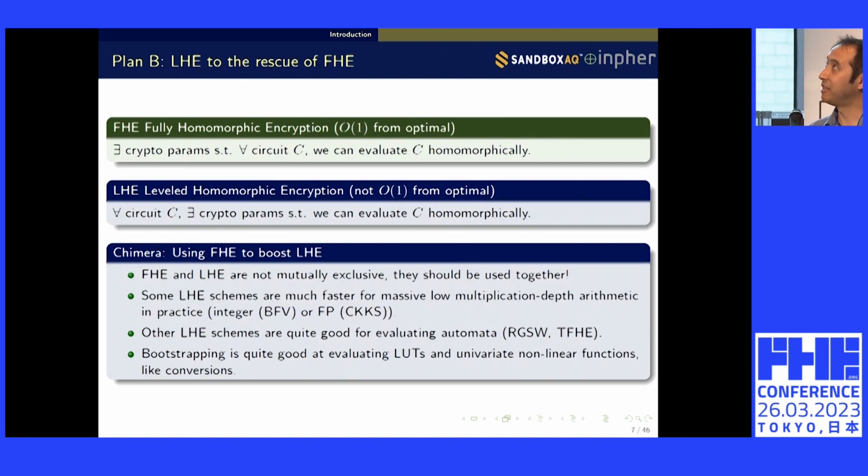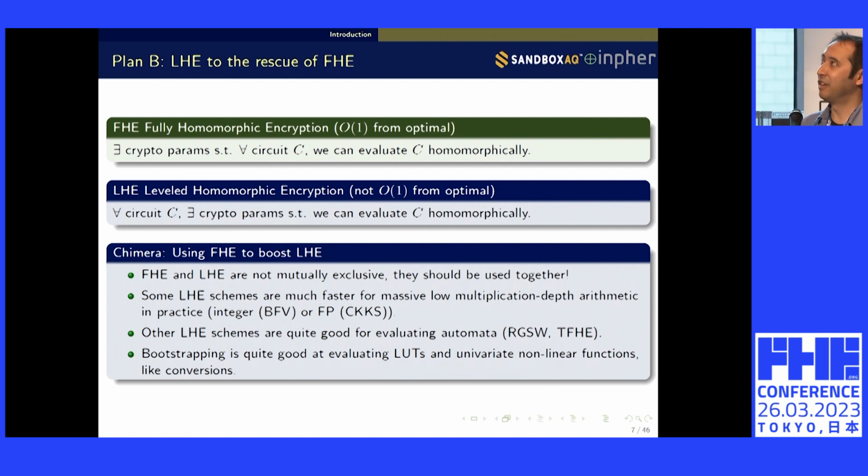And this plan B, I can summarize it by saying it's basically LHE to the rescue of FHE. So between fully homomorphic encryption and level homomorphic encryption, it's like between a continuous function and a uniformly continuous function. In FHE, it says there exist crypto parameters so that for all circuits, there is a way to evaluate it. And in level homomorphic encryption, the quantifier is in the other direction. For all circuits, you can find crypto parameters that allow you to evaluate this function.